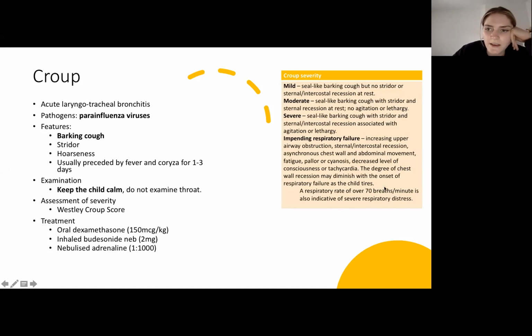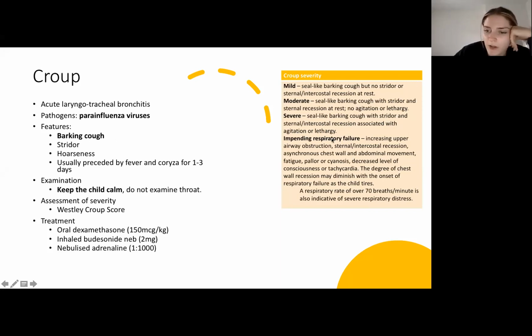Obviously, if you have a look at this croup severity, if they've got no stridor and no recession, they're probably just going to be seen by their GP, given some dexamethasone and sent home. However, as it gets more severe, they might be a bit agitated, a bit lethargic, they might have some recession, they could have a bit of a stridor. You're just a little bit more concerned about those kids, so you'd probably give them a nebulizer and see how they got on.